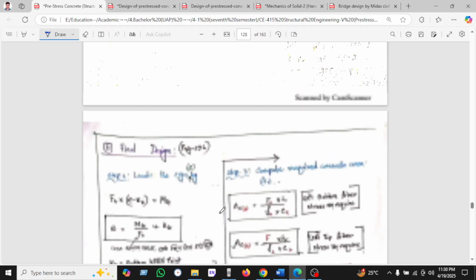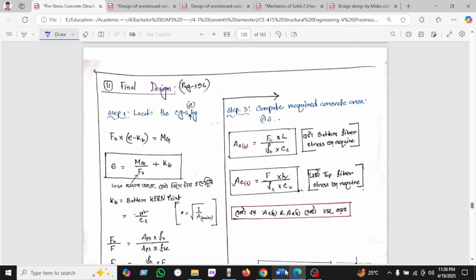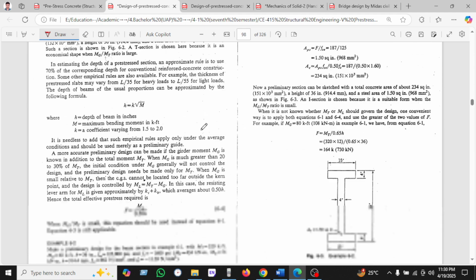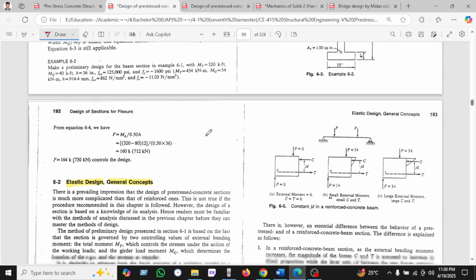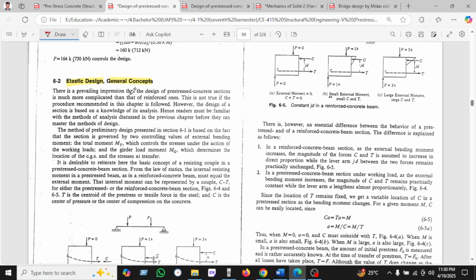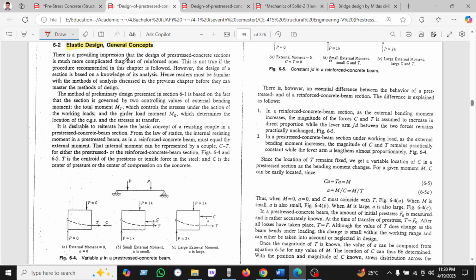So let's see. Okay, this is the general design concept. As we know, there is a prevailing compression in the design of prestressed concrete sections, much more complete than that with the reinforced one. We can see here.